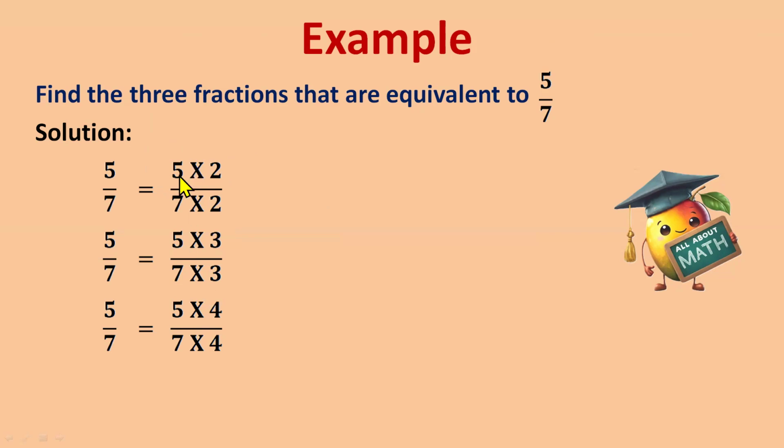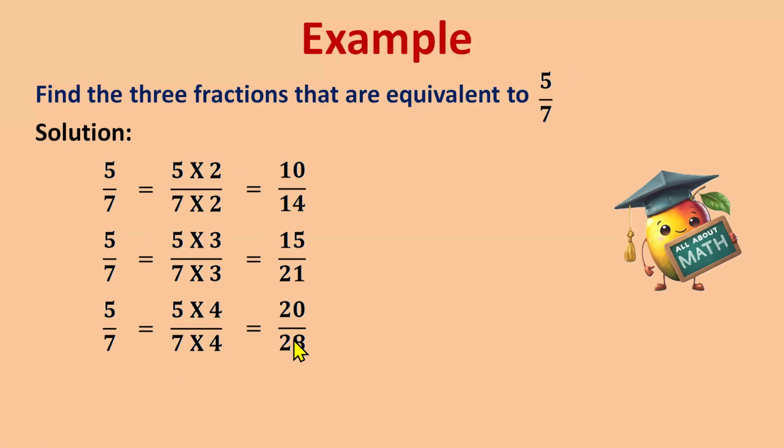For that, you need to multiply numerator with numerator and denominator with denominator. Like 5 2s are 10, 7 2s are 14. So you got the fraction 10 by 14, which will be equivalent to 5 by 7. Next fraction will be 5 3s are 15, 7 3s are 21. So 15 by 21, the second equivalent fraction. Okay, next 5 4s are 20, 7 4s are 28.